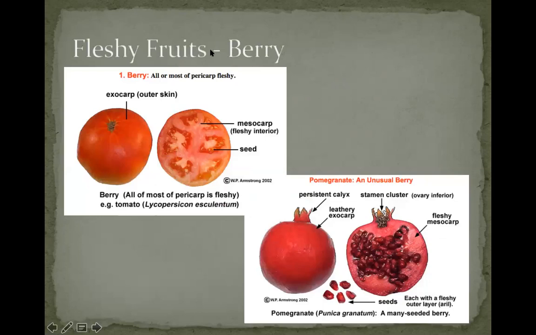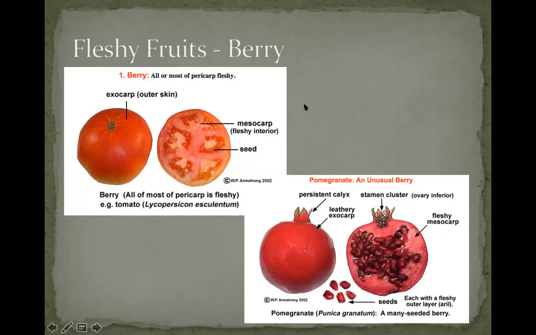One of the more common fruits are berries, and actually the berries that you know of, like strawberries, blackberries, raspberries, those are actually not true berries. I'll talk about what type of fruits they are in a second, but true berries are basically when all or most of that pericarp, so all or most of that ovary wall, is fleshy. So a good example is a tomato.